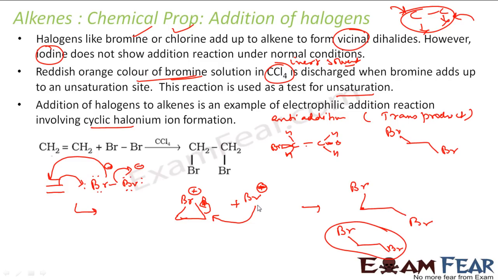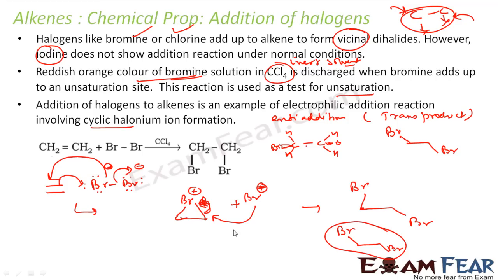a bond something like this. This Br minus attacked this carbon. Right? And then this bond broke actually. Then the negative charge went here, so negative and positive got neutralized. And this guy has a positive charge here, so positive and negative form a bond here.